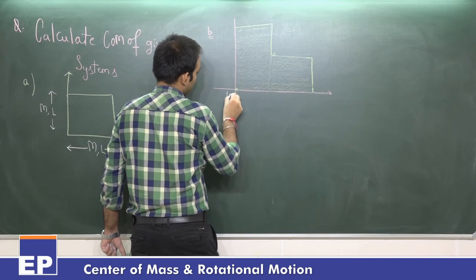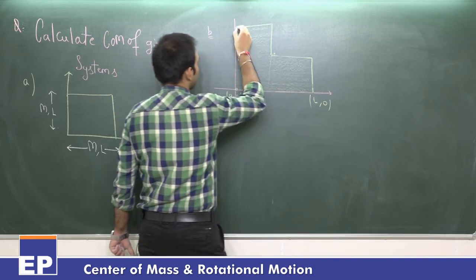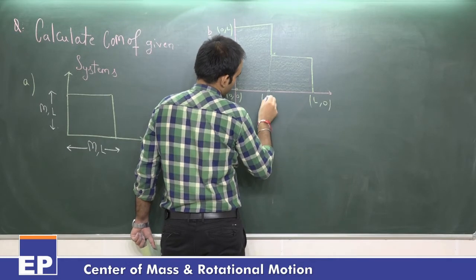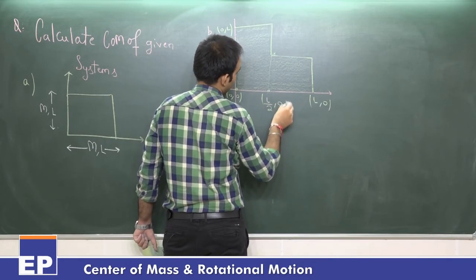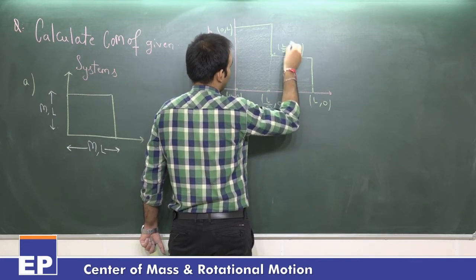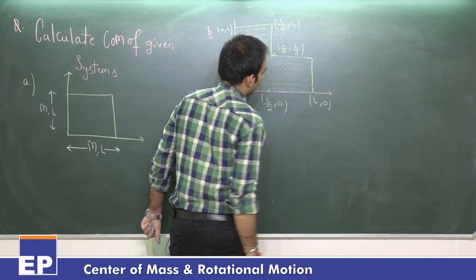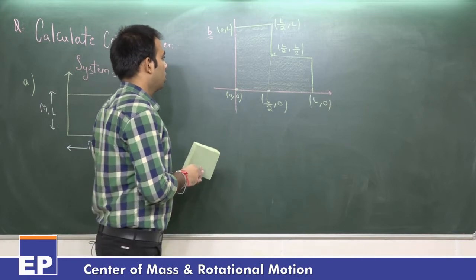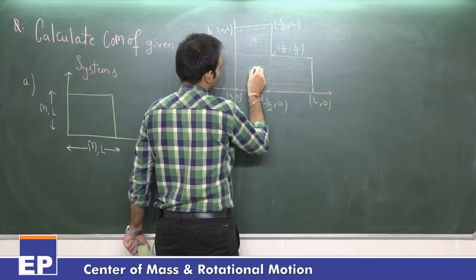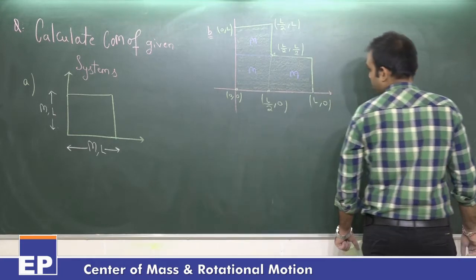This is the point 0, 0. This is the point L, 0. This is the point 0, L. L by 2, 0. L by 2, L. And these are having mass like this. It is having mass M, and this is also having mass M. So these are basically three plates, each having mass M.